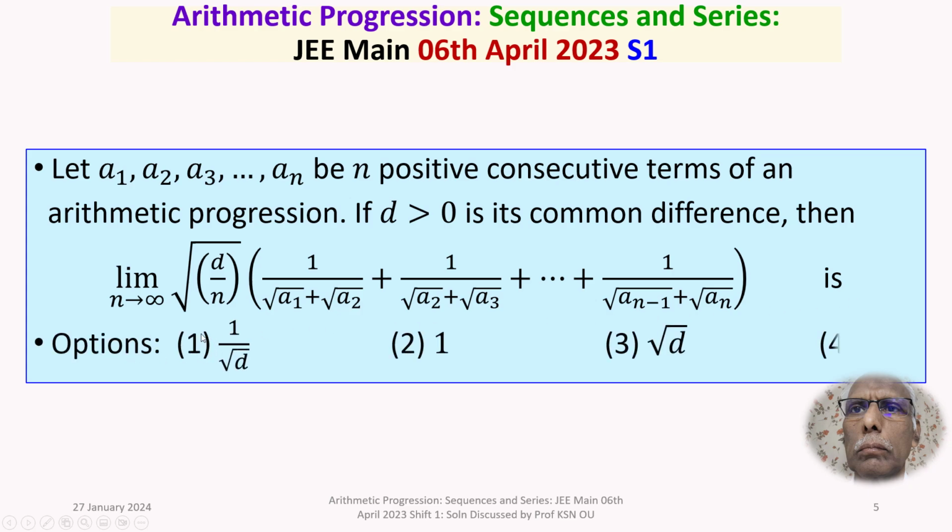we are given four options. Option 1, 1 by root d. Option 2, 1. Option 3, root of d. Option 4, 0. We are given a1, a2, a3, an as the n positive consecutive terms of an arithmetic progression, and we are also given the common difference d greater than 0. Then required to find the value of limit n tends to infinity of this expression.